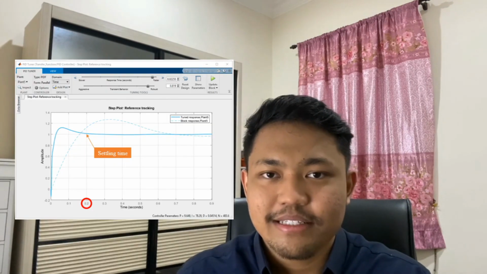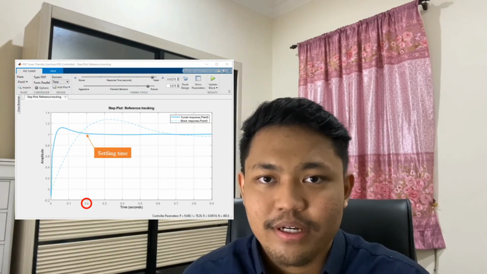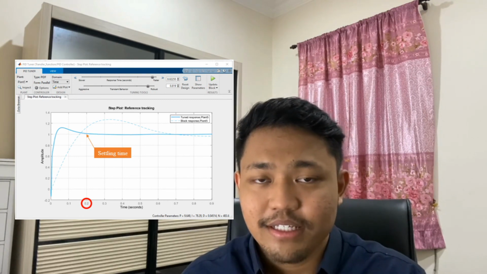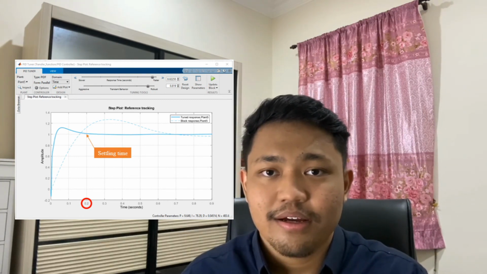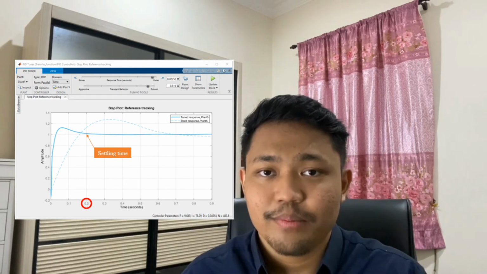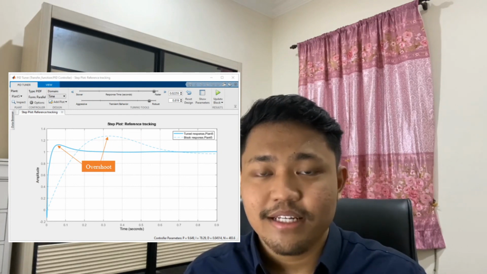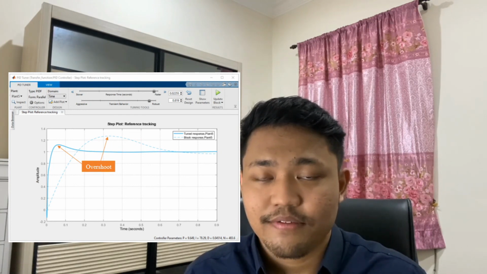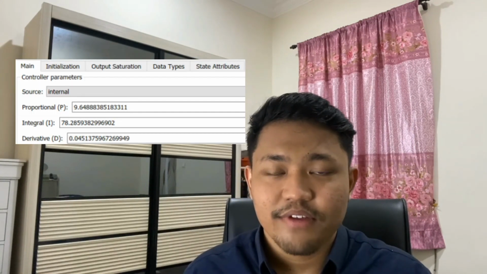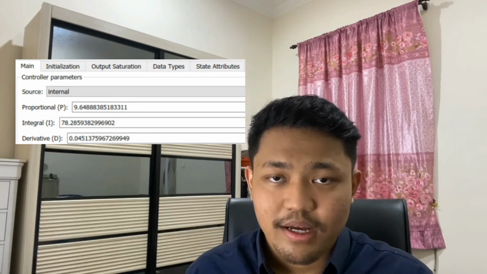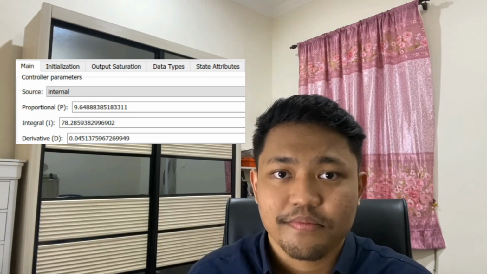The difference between these two graphs is actually the settling time. The solid line graph is shorter than the dotted line graph, which is before the PID was introduced. The overshoot of the solid line graph is also less than the dotted line graph. And then after the tuning process, these are the values for the proportional, integral, and derivative. So finally, we will move on to our conclusion and recommendation.